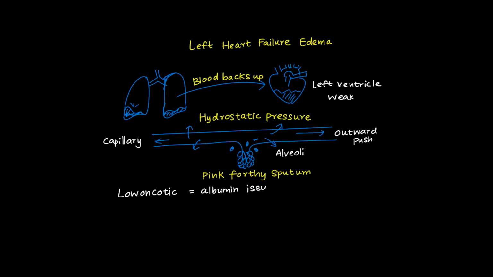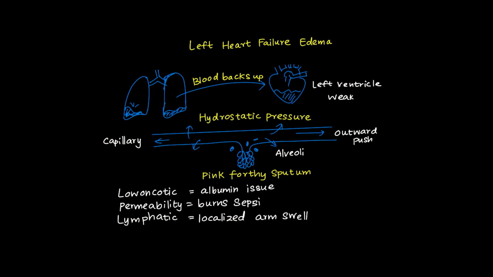Option A, low oncotic pressure, would cause edema too, but usually in the form of general body swelling from low albumin, not acute pulmonary edema from pump failure. Option B, increased permeability, fits burns, sepsis, or anaphylaxis rather than backed up cardiac pressure. Option D, lymphatic blockage, gives localized swelling like lymphedema in an arm, not rapid flooding of lung tissue.